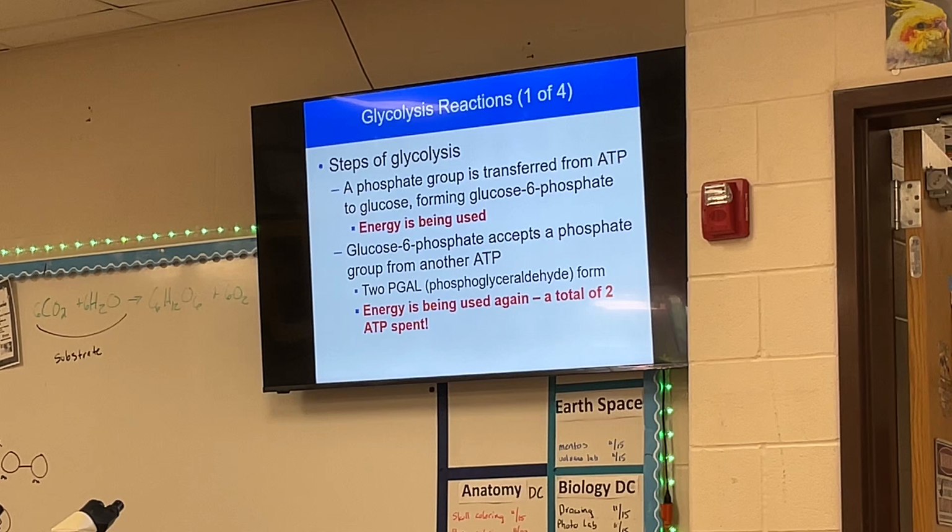So it's a total of 2 ATP needs to be spent, and you don't need to know this whole PGAL and glucose 6-phosphate. You don't need to know all that. All I want you to understand is that glucose is going in, and 2 ATP is going in, and this is taking place in the cytoplasm. I don't care about the glucose 6-phosphate and PGAL.